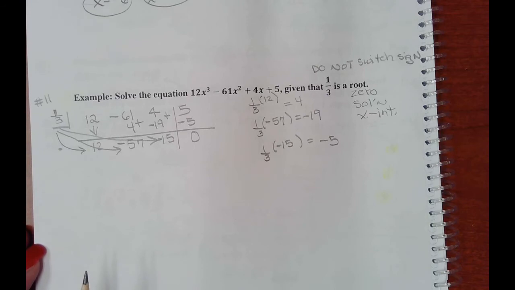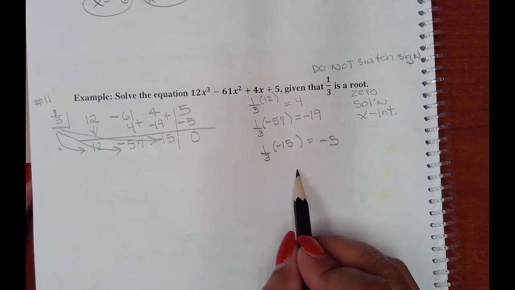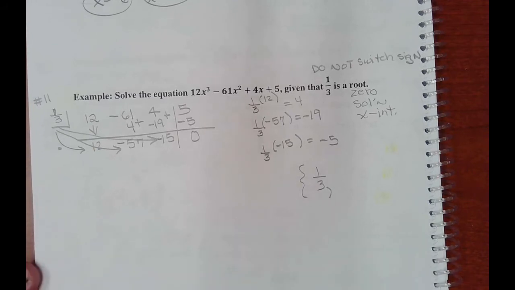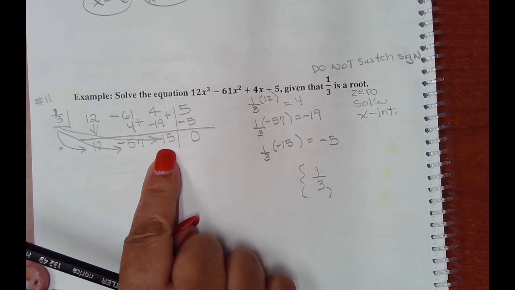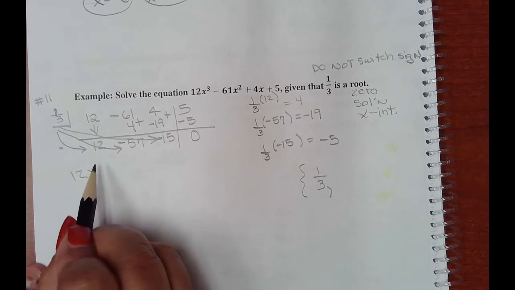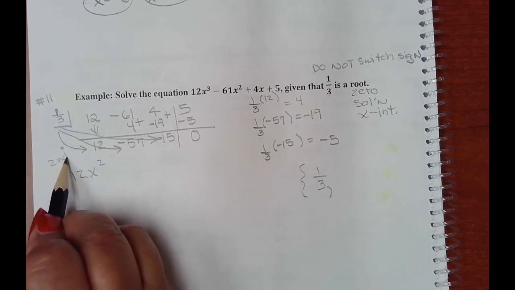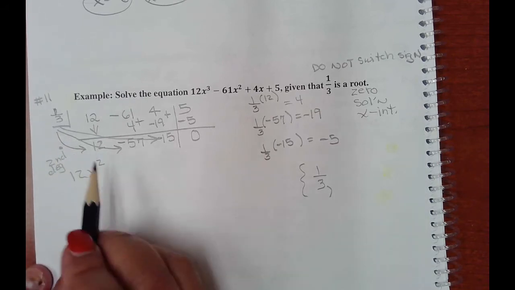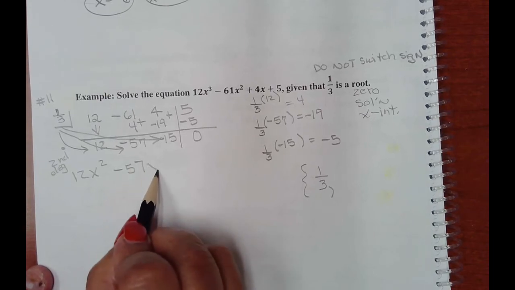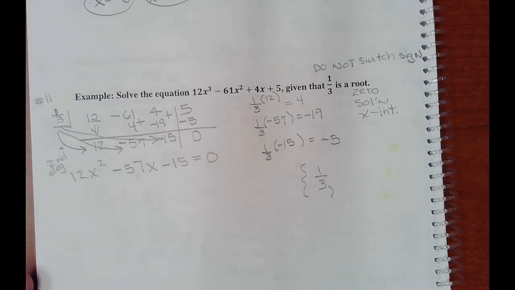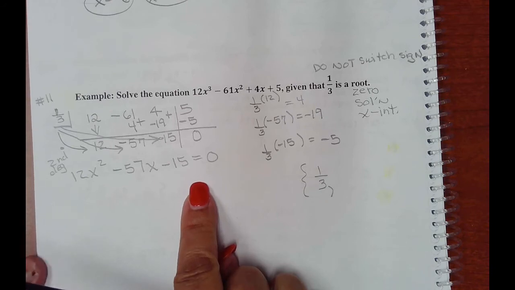Okay, so what we have now at this point is one of the answers. Given that 1/3 is it, this is one of the answers. And we want to find the other two. There's 3 altogether. This is the polynomial that we now have. We have 12x squared, because remember, we've come down to 2nd degree by making this one synthetic division pass through the polynomial. We have a -57 as the coefficient of our 1st degree term, and a -15 for the constant. And we want to know what are the remaining zeros resulting from this 2nd degree equation.